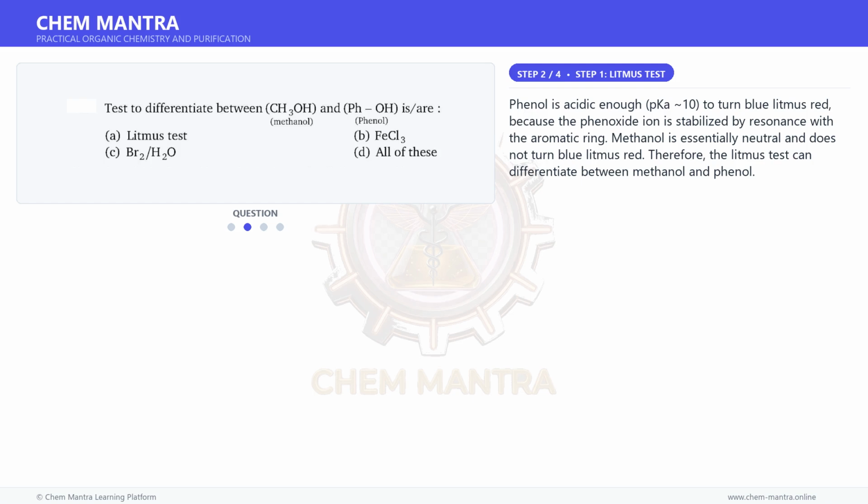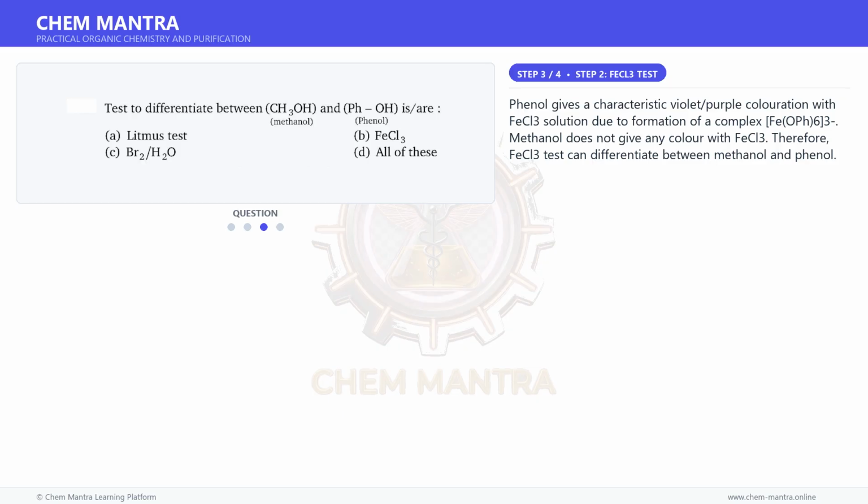Moving on to the next step. Phenol is acidic enough, pKa about 10, to turn blue litmus red because the phenoxide ion is stabilized by resonance with the aromatic ring. Methanol is essentially neutral and does not turn blue litmus red. Therefore, the litmus test can differentiate between methanol and phenol.